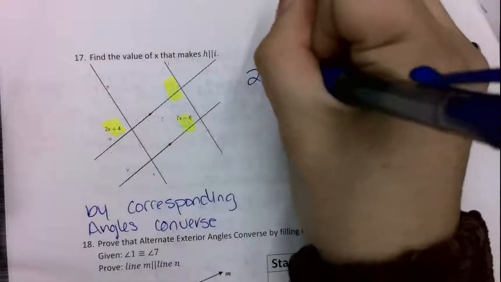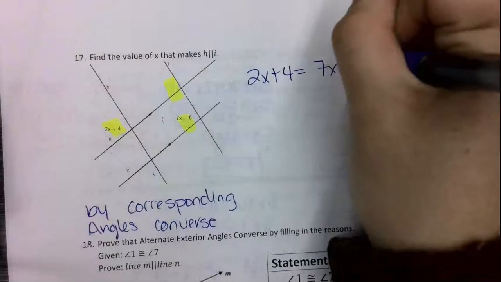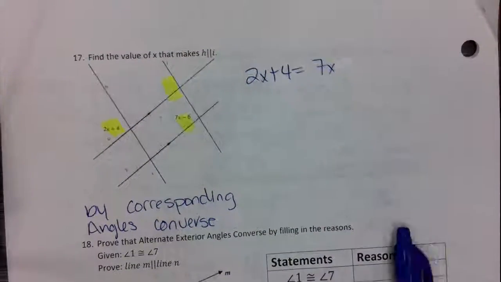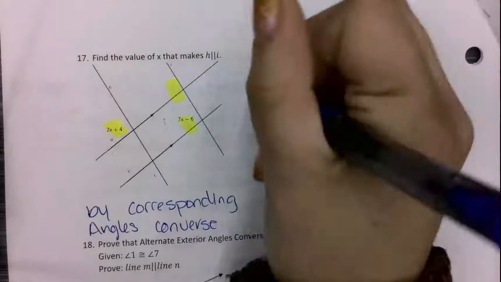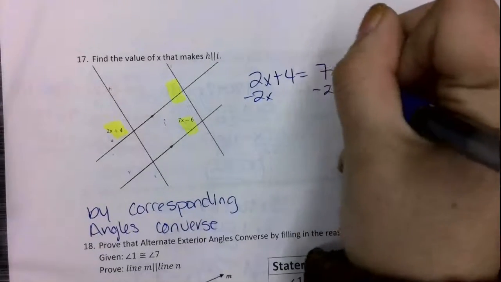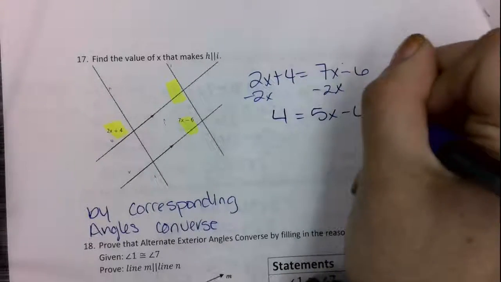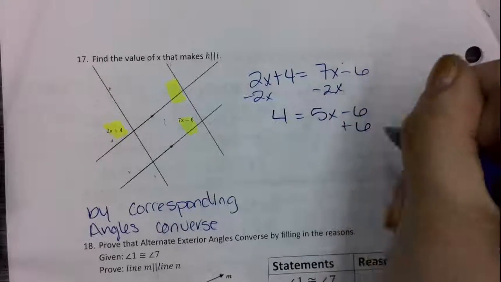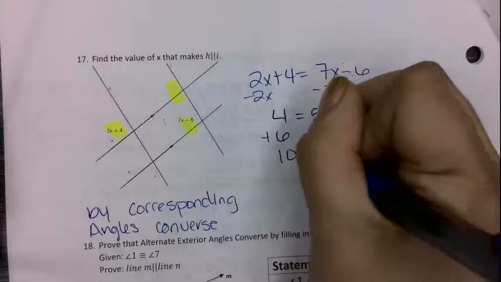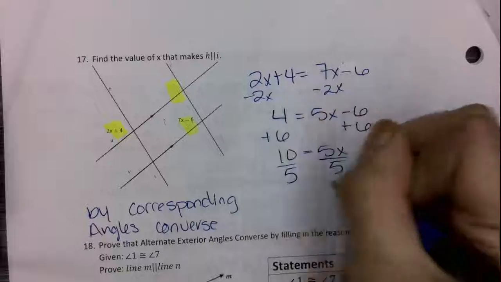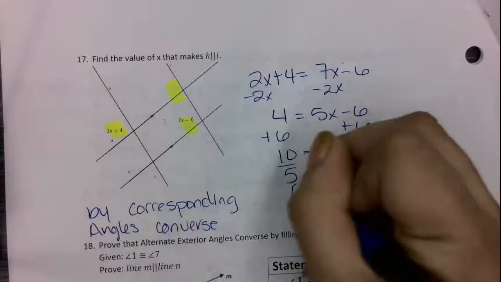I have 2x plus 4 equals 7x minus 6. Then I subtract 2x on both sides. I get 4 equals 5x minus 6. I add 6 to both sides. I get 10 equals 5x. I divide by 5. And I get 2 equals x.